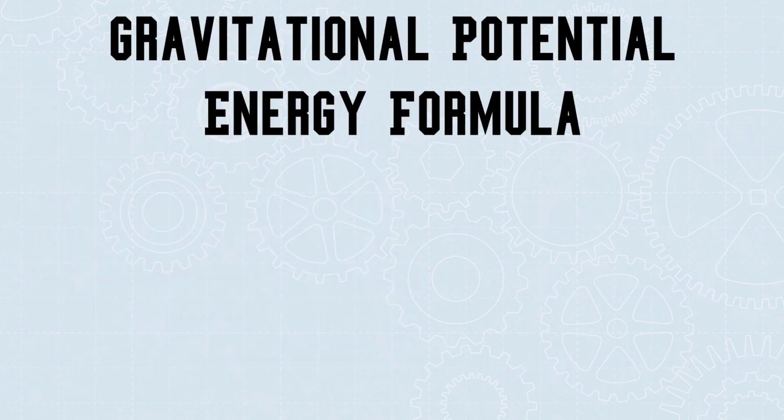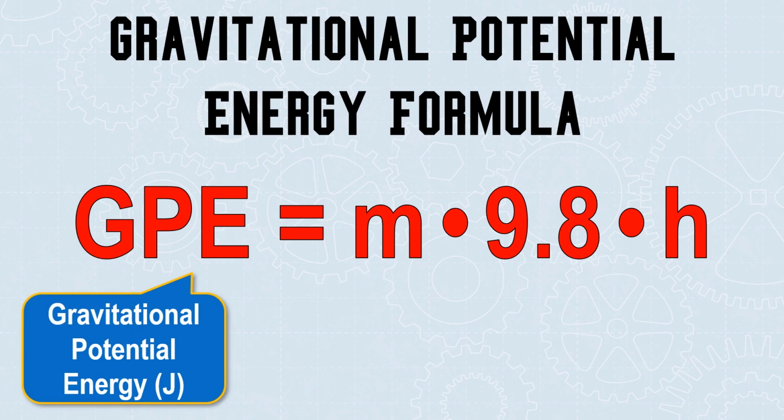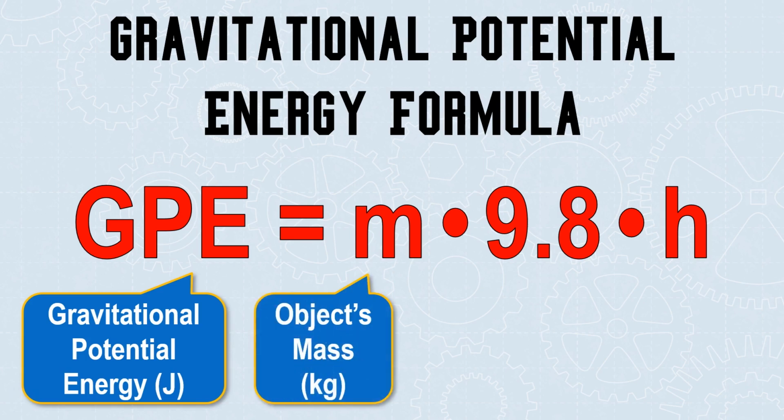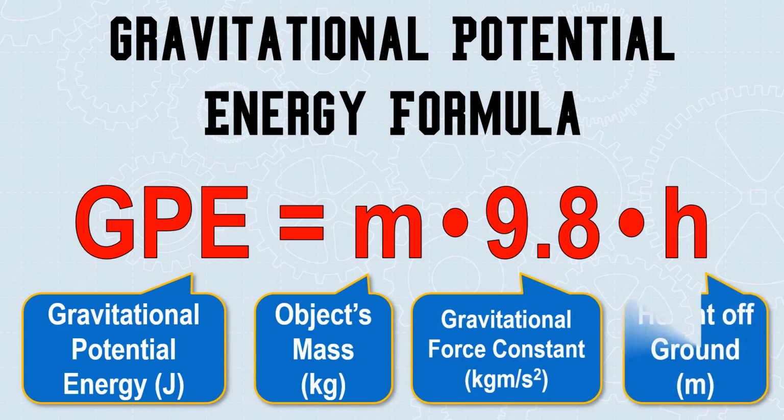In order to build some conclusions about this data, we need to understand the gravitational potential energy formula. Gravitational potential energy is measured in joules. Joules is a measurement of energy, kind of like calories. Earlier we discussed that gravitational potential energy has to do with the object's mass, its height off the ground, and Earth's gravity. So those are the same formula variables we see here. The object's mass, always in kilograms. 9.8 is Earth's gravitational force constant. And then we're looking at the height of the object being held off the ground.